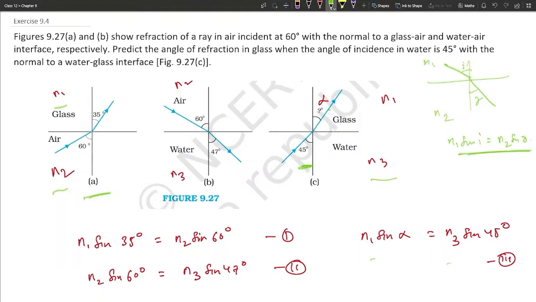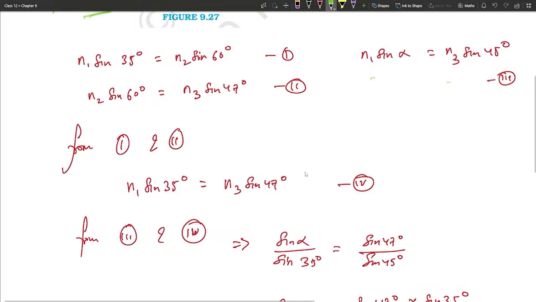Now solving equation 1 and 2 we will get N1 sine 35 degree is going to be equal to N3 sine 47 degrees. Now we will use this and the third equation to find out the value of sine alpha, because we can cancel out N1 and N3 from these two equations. So by dividing equation 3 by 4 we will get sine alpha by sine 35 degree is equal to sine 47 degrees by sine 45 degree.